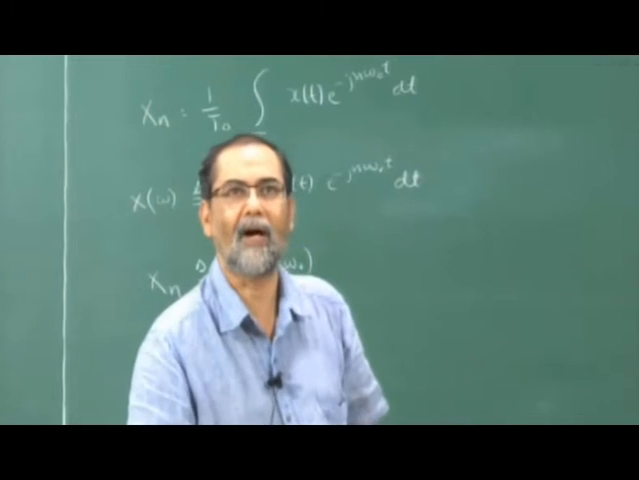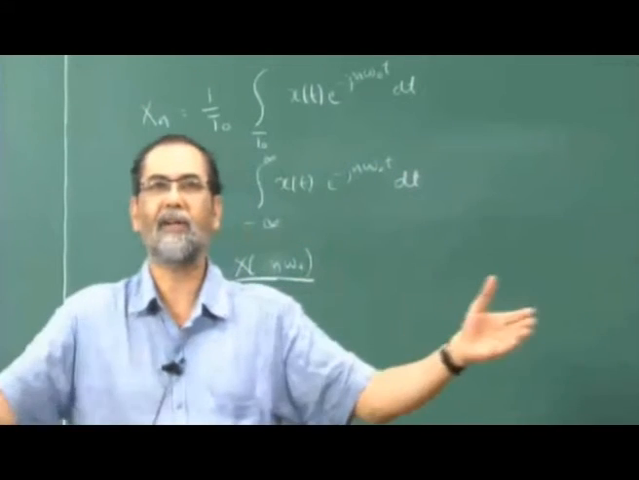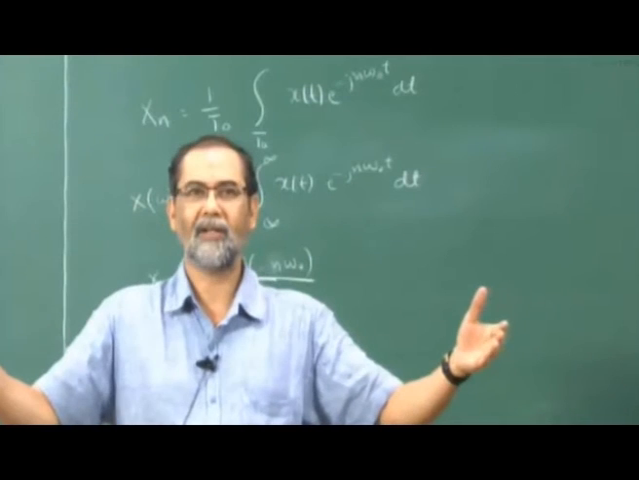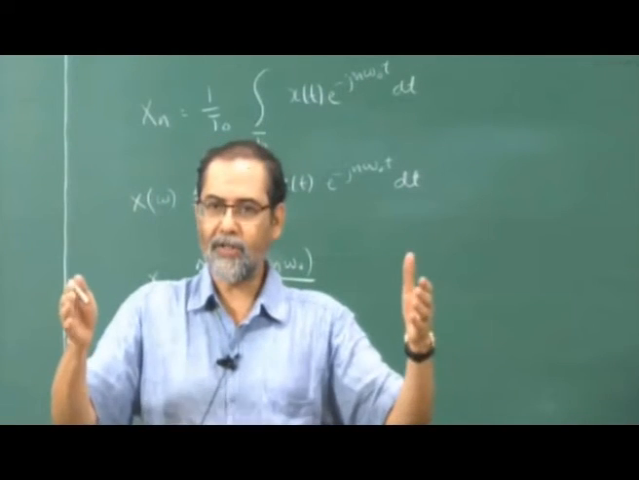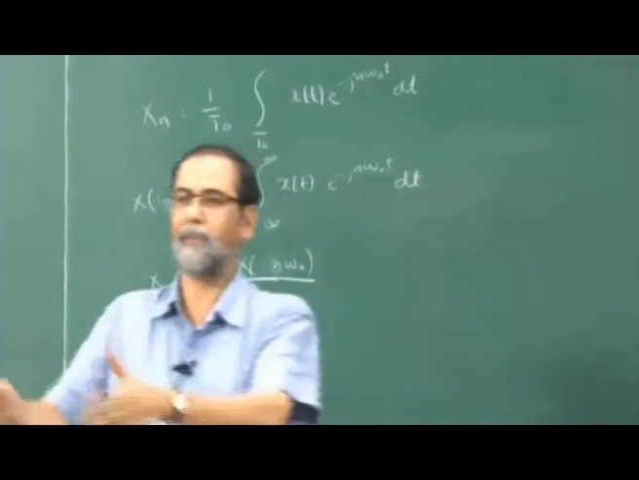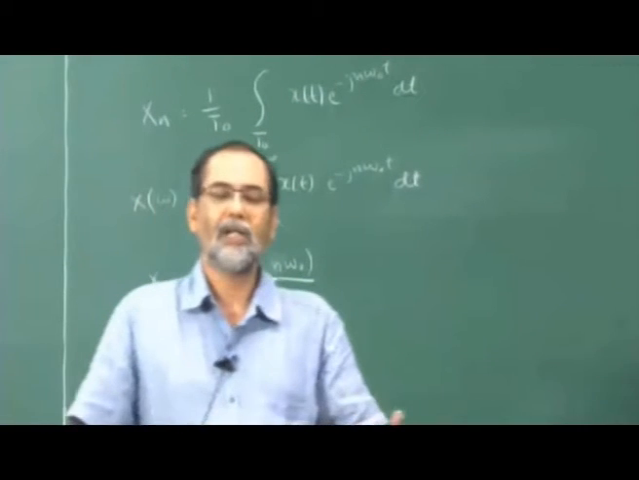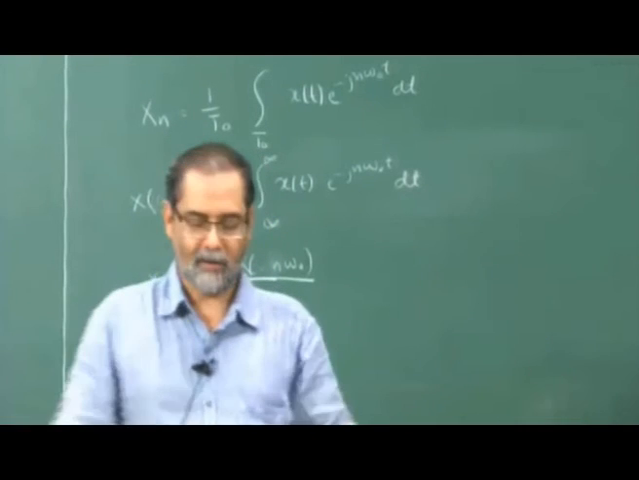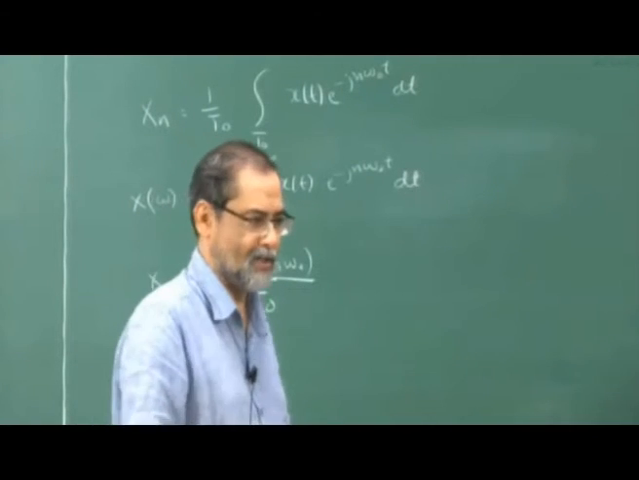Now I play around. What if I change my t naught, the periodicity with which I repeat x of t? I'm taking x of t, repeating it every t naught seconds. So what if I increase the value of t naught? That's the question I'm going to ask now.